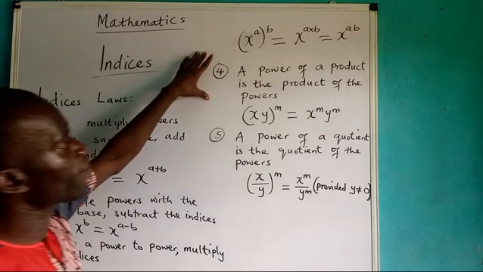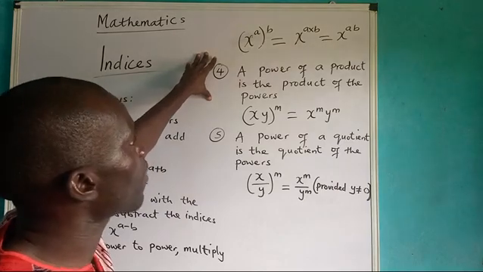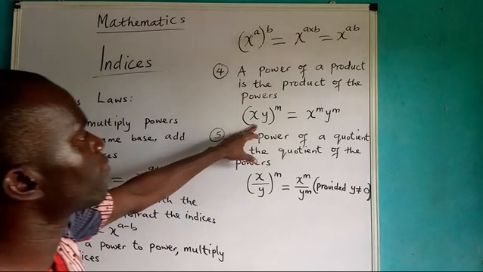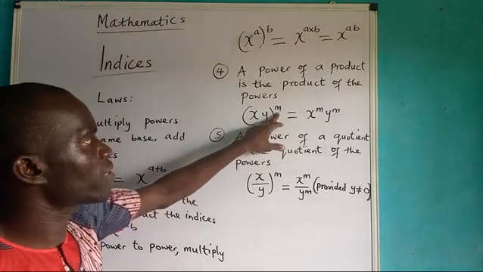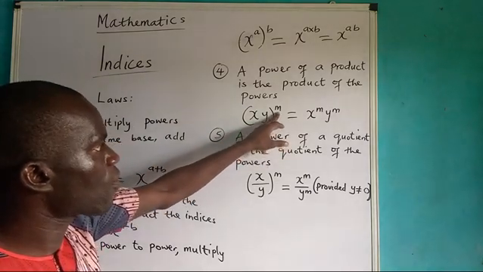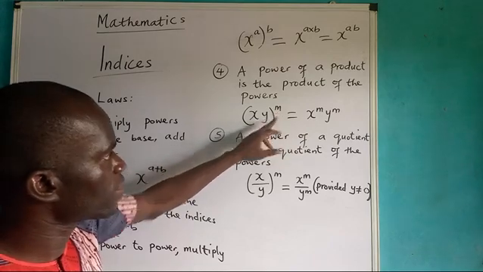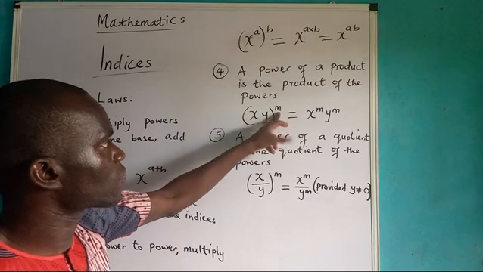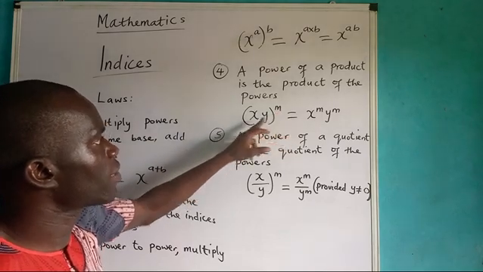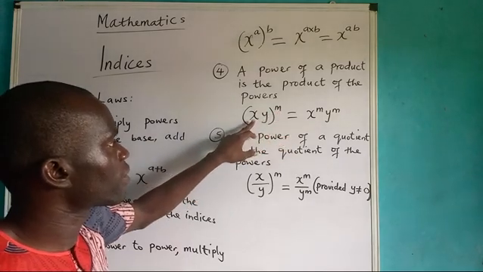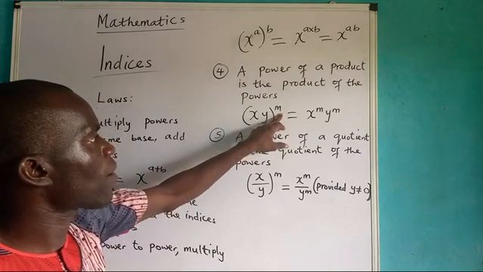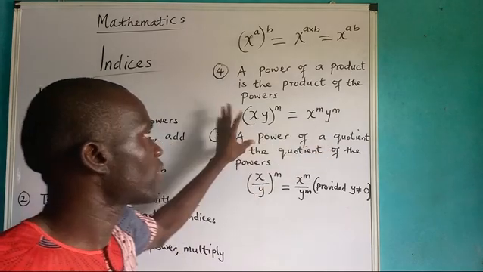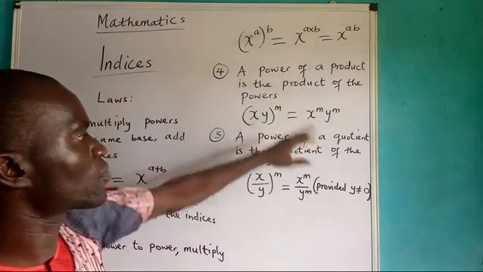Now let's see number 4. A power of a product is the product of the powers. Can you see that we have different bases and we have just one power, or one index, or one exponent. Since there is one power outside, this power will affect x, and this power will also affect y. Therefore, it becomes x to the power n and y to the power n.